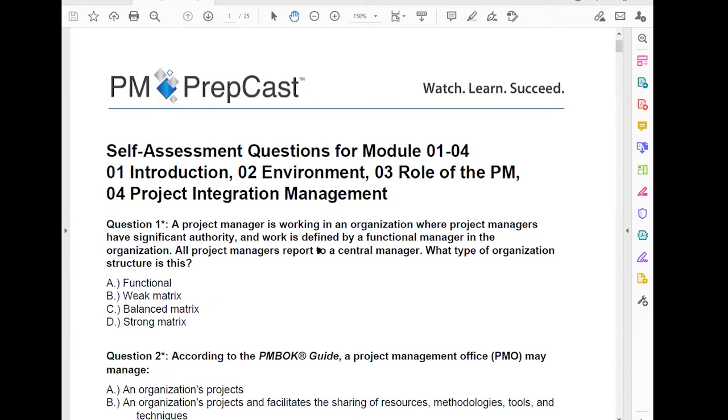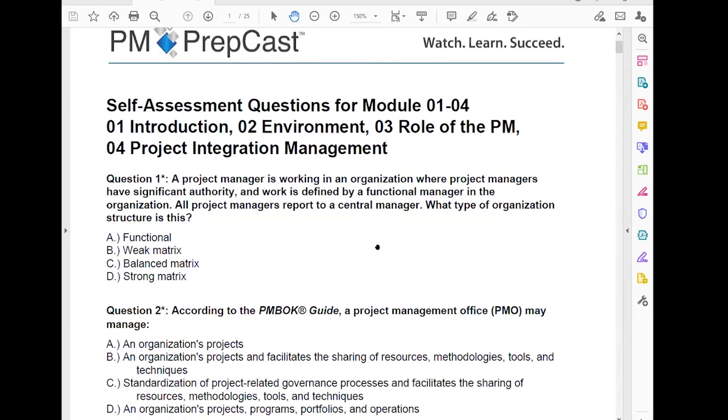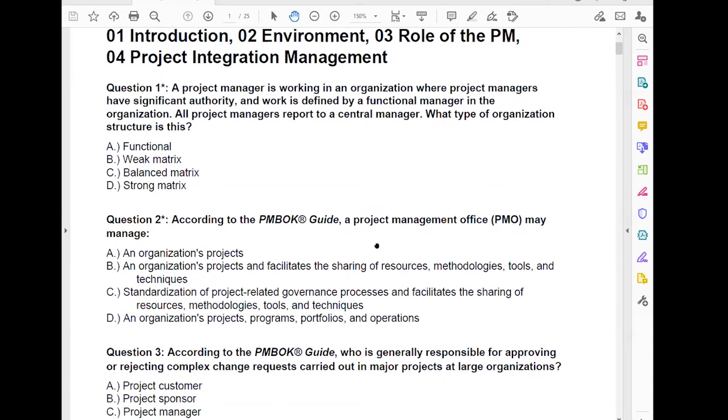Sige. So, actually, itong question is about introduction ng PMBOK Guide, environment, saka role of PM, at saka project integration management. Na-discuss natin. So, number 1, a project manager is working in an organization where project managers have significant authority, and work is defined by a functional manager in the organization. All project managers report to a central manager. What type of organization structure is this? A, functional. B, weak matrix. C, balanced matrix. D, strong matrix.